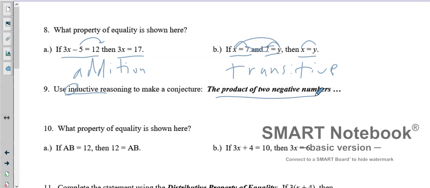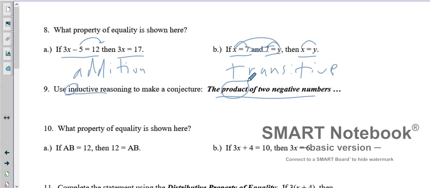So, product of two negative numbers. Also, I might put on my cheat sheet words like product means times, sum means addition, different means minus, okay? Some of these words threw some of you for a loop earlier in the year. Quotient means division. I would write these terms down on your cheat sheet so that you know what these mean.